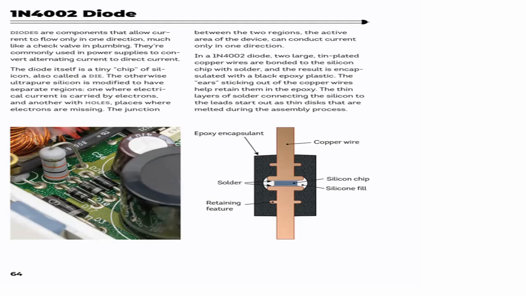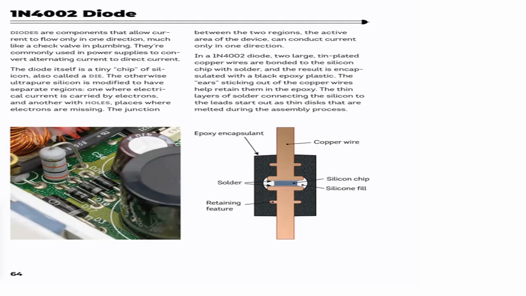Now we'll discuss the 1N4002 diode. First, we'll discuss what a diode is, because this is a type of diode. Diodes are components that allow current to flow only in one direction, much like a check valve in plumbing. They are commonly used in power supplies to convert alternating current to direct current.